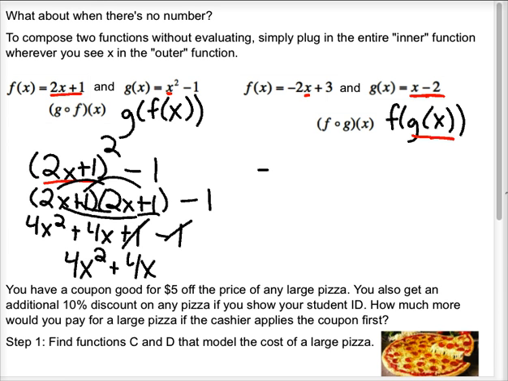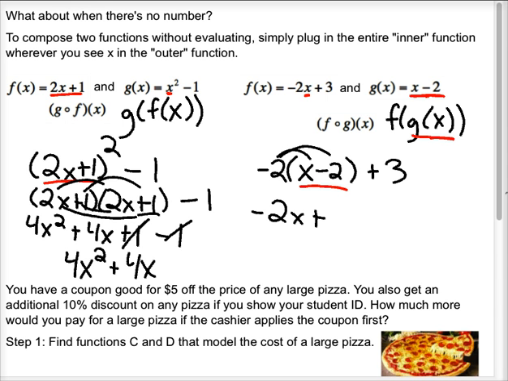So what does that look like? Well, I have negative 2 times x, but remember, I'm putting g of x in wherever I see x. And now, all I have to do from here is simplify. Well, simplifying in this case means distributing that negative 2 and now combining my like terms. And that would be our new function. But again, the idea is we're putting a function into another function.